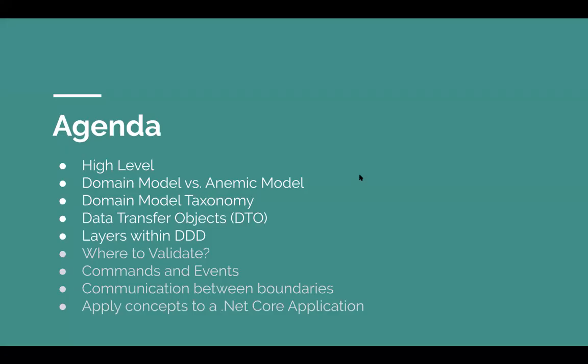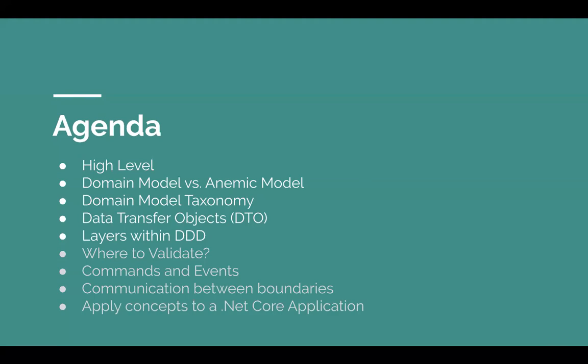So my agenda, let's go to the next here. Today I want to go over high level. I want to talk a little bit about the domain model versus an anemic model and what the differences are. Go over the domain model taxonomy. Talk about what a data transfer object is and how it differs from a domain object. And then, if there's time, talk about layers within DDD and where does validation happen. And then these other items I'll do in the next presentation.